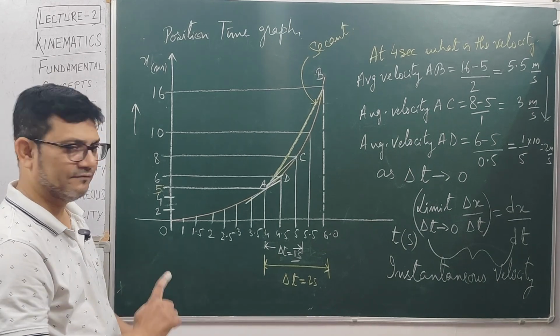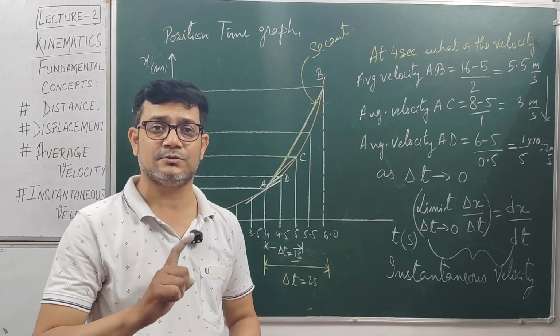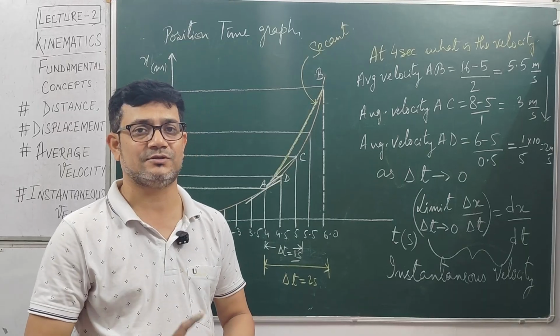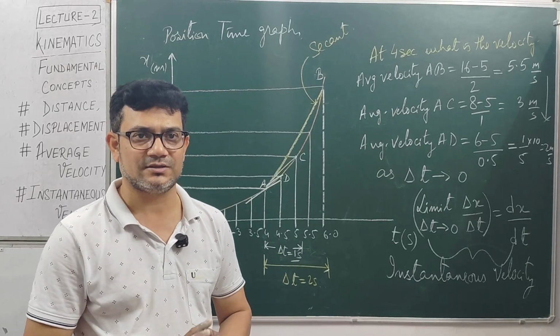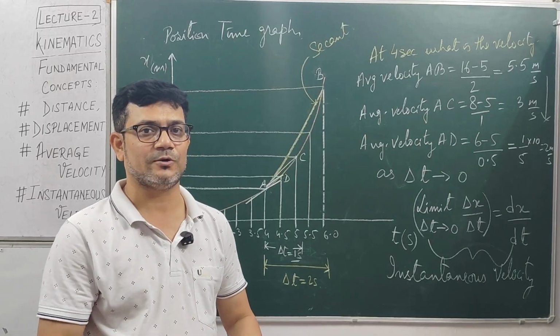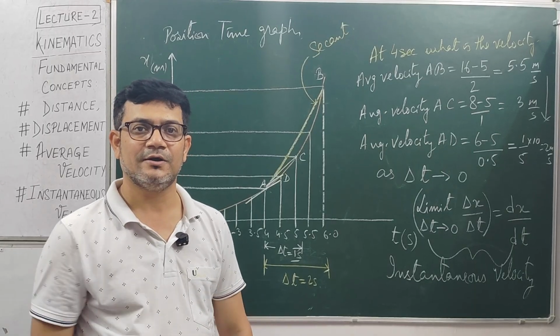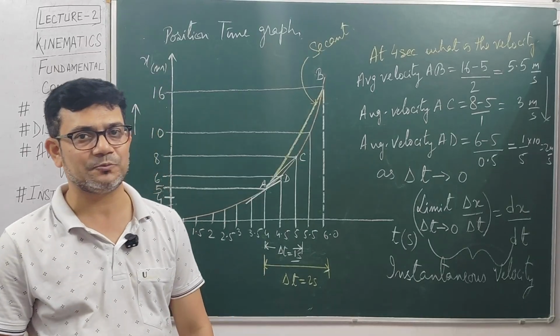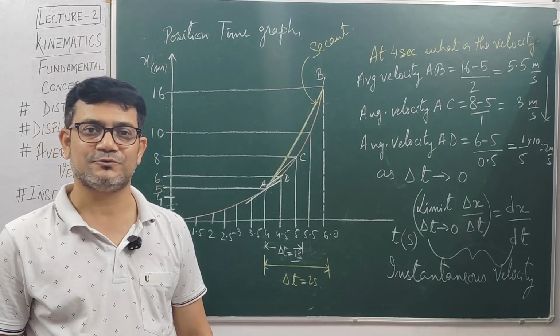So this is the concept of instantaneous velocity. We have understood average velocity, we have understood displacement, we have understood distance. Having known these things, we'll move forward with questions based on these quantities, how we relate them and how we find the solution to the problem. So keep watching this video for your conceptual understanding.